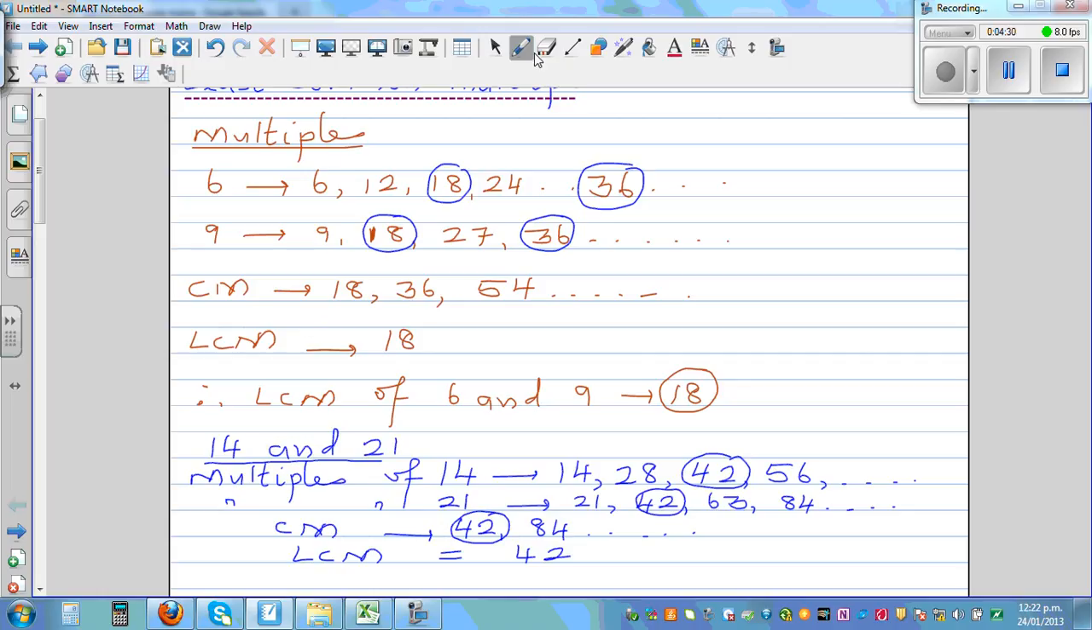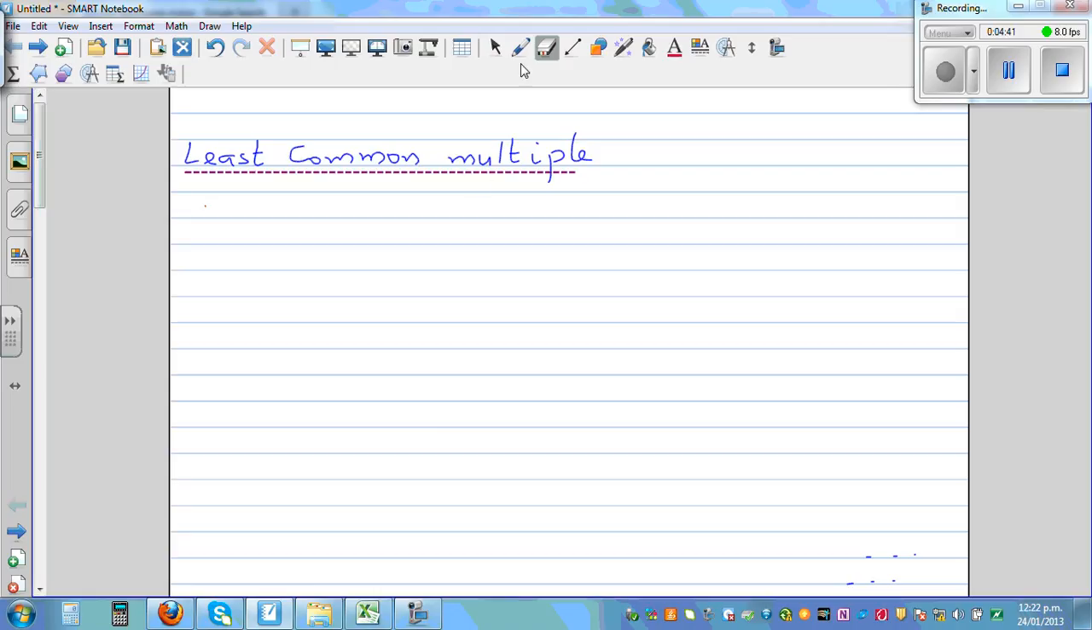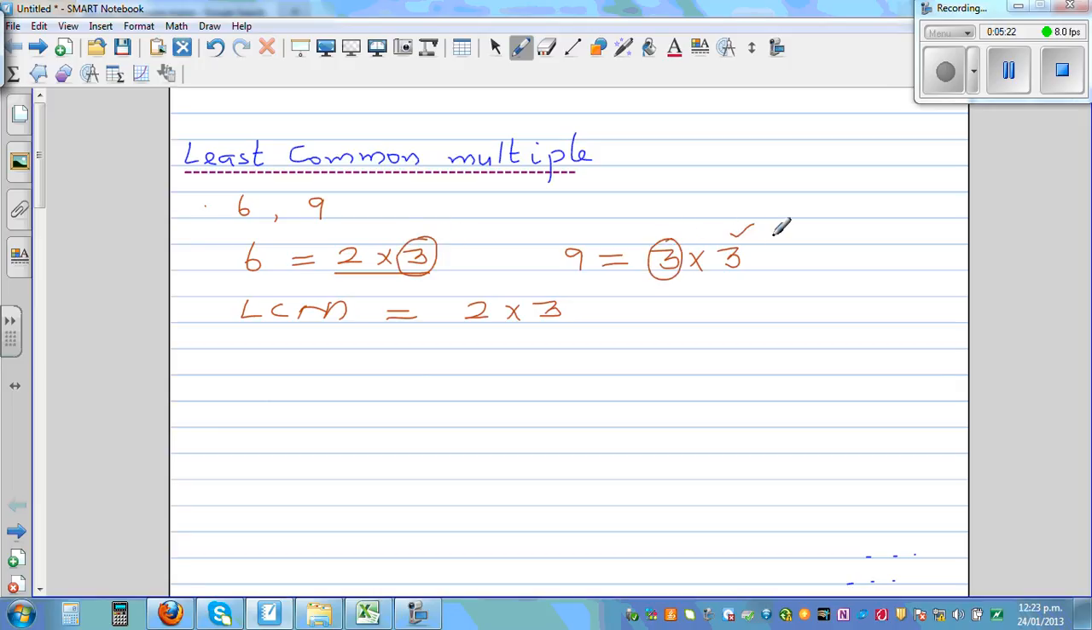So let's look at a faster way to do this. Let me erase this. How can we do this? Let's take first what we started with, 6 and 9. We want to find the least common multiple in a faster way. Let's write 6 as prime factors: if you factorize this, it is 2 times 3. The prime factors of 9 are 3 times 3. This is called the prime factorization. So for the least common multiple, you write 2 times 3, and this 3 has already come here, so you don't have to write it again, but you write this other 3. So times 3, which is 18.